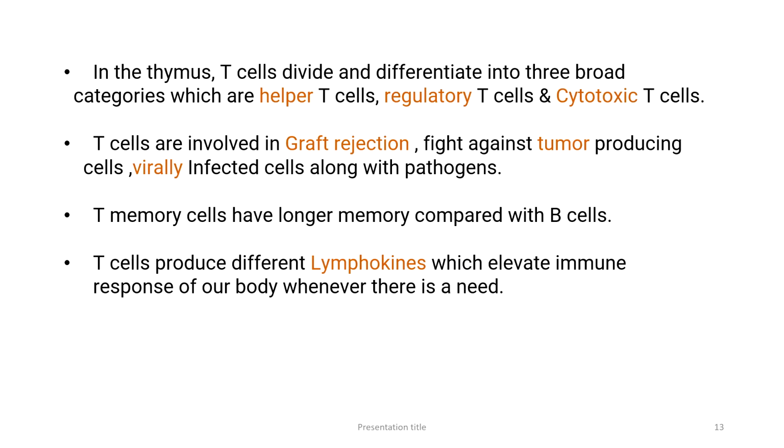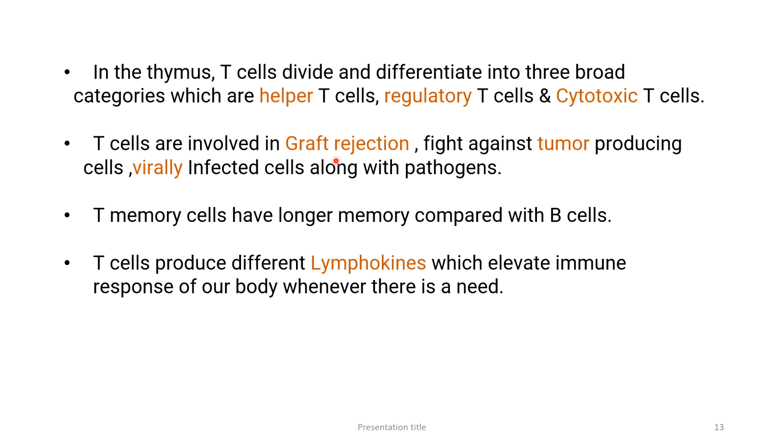During maturation in the thymus, T cells divide and differentiate into three broad categories, which are helper T cells, regulatory T cells, and cytotoxic T cells. These T lymphocytes play an important role against invading pathogens. Along with this, T cells are involved in multiple functions like graft rejection.